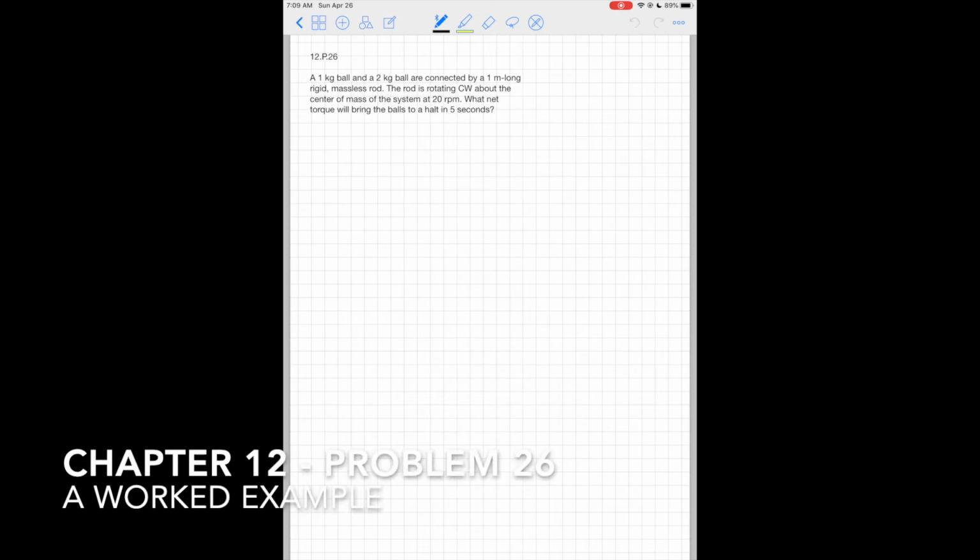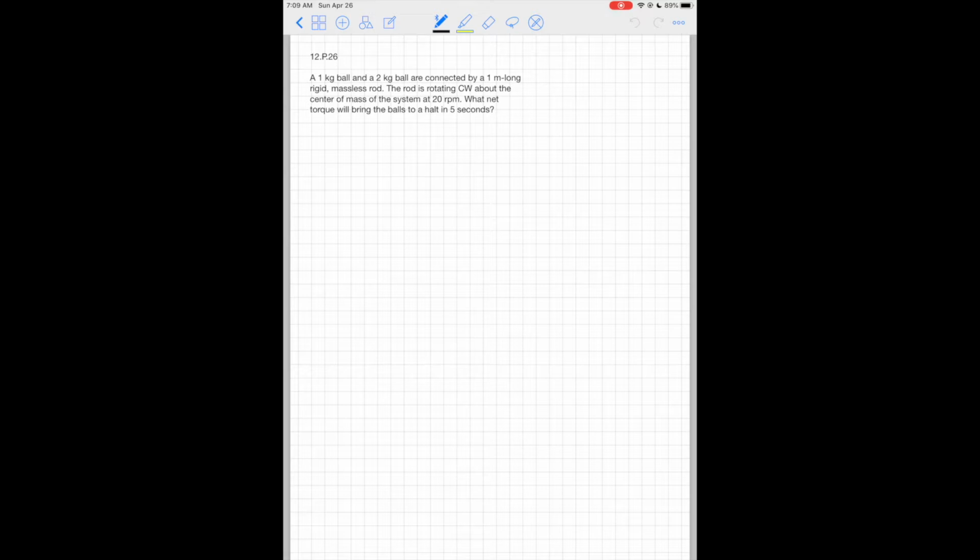Hello everyone, we are back with another worked example problem from chapter 12. It's number 26. Number 26 says, a 1 kilogram ball and a 2 kilogram ball are connected by a 1 meter long rigid massless rod. The rod is rotating clockwise about the center of mass of the system at 20 RPM, rotations per minute. What net torque will bring the balls to a halt in 5 seconds?